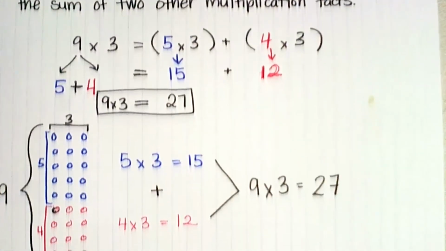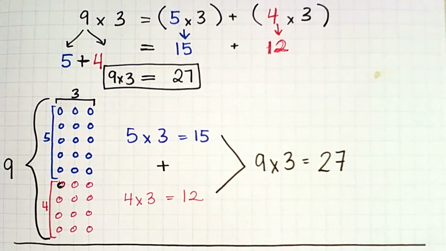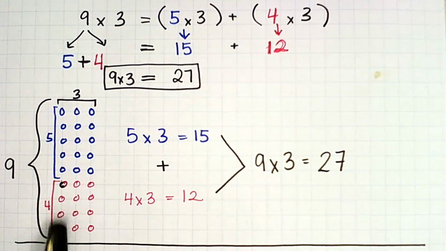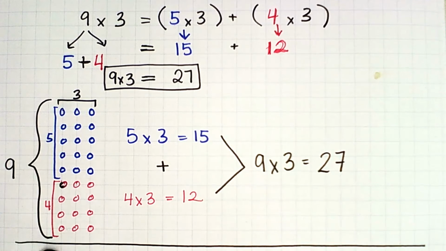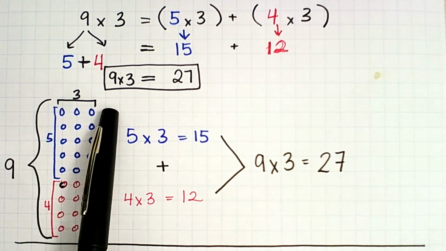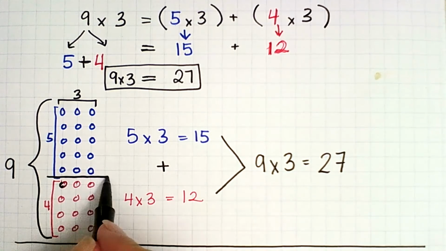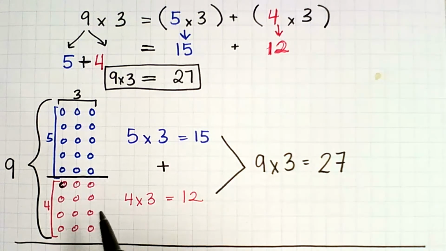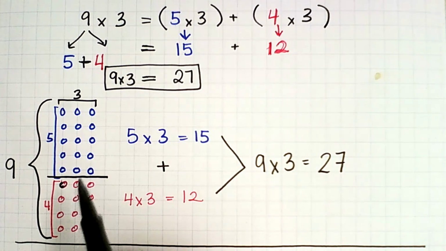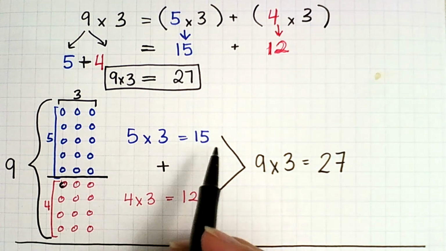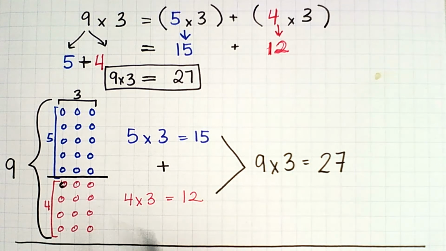Now, if I wanted to draw that out as an array, here are my 9 rows with 3 in each row. So here's 9 altogether, and we know there's 3 in each one. I broke it apart. All I did was make a cut right down in between. I didn't take any away and I didn't add any extra, I'm just counting them in smaller pieces. So my 5 times 3 gave me 15. My 4 times 3 down here gave me 12. When I added those two together, I found the product of 9 times 3, which was 27.